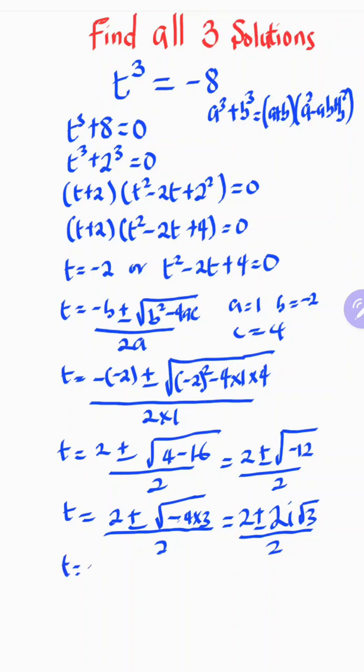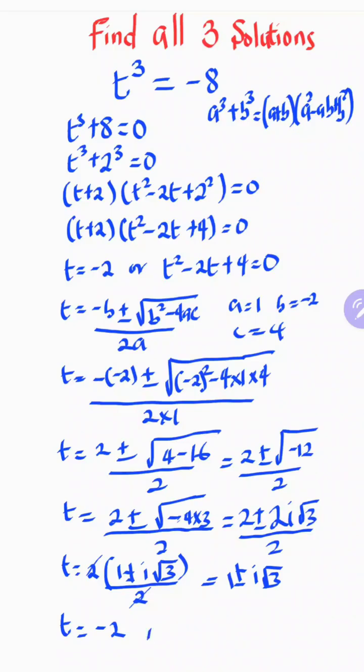Now let's factor out 2. Here we have t equals 2 into bracket 1 plus or minus i root 3 divided by 2. So let's cancel this out, and finally we're left with 1 plus or minus i root 3. That's the value of t. So to write out everything, t is going to be -2, and also 1 plus or minus i root 3. Those are the three solutions to this problem.